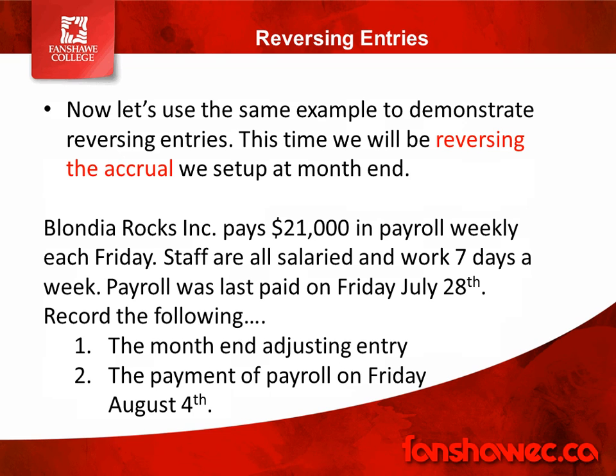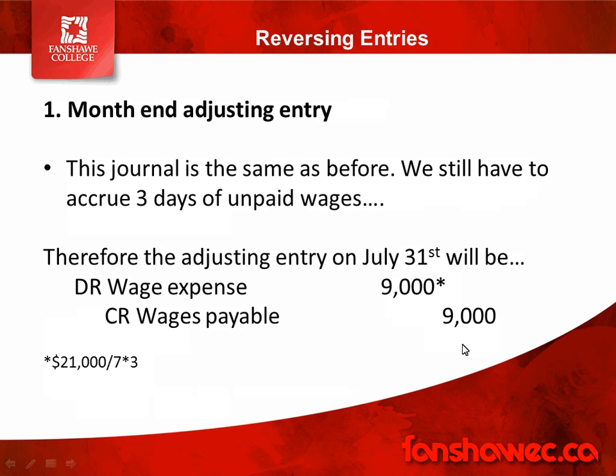What we're going to do now is we're going to take a look at the month-end entry, we're going to take a look at that reversal, and then see how that impacts our monthly payroll payment. Okay, so the journal entry is the same as before to accrue at month-end. We still have to accrue for 3 days of unpaid wages. So the adjusting entry is still going to be debit wage expense, credit wages payable for $9,000. There's no difference. All right, that stays exactly the same. Right, 21,000 divided by 7 days in a work week times 3 days to accrue means we set up $9K at the end of the month.